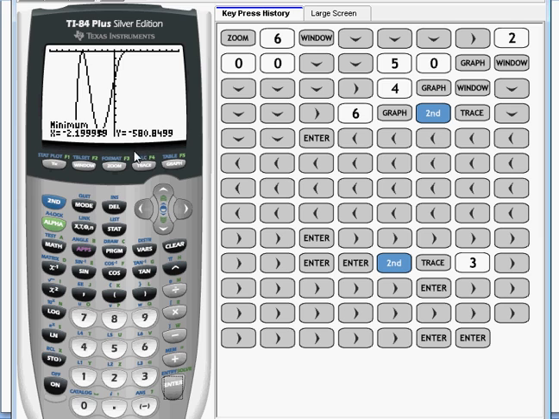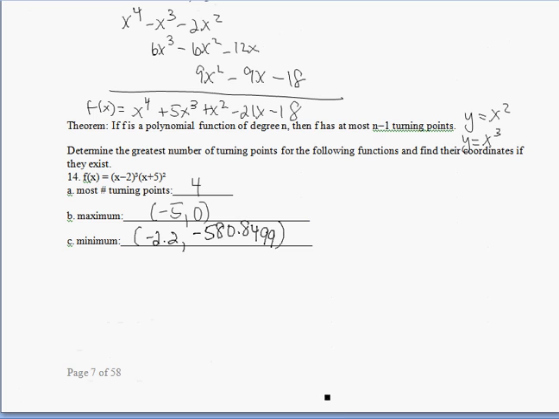580.8499. So let's go back to the page here. It looks like this is just trying to say negative 2.2, and this is negative 580.84999. So I'm just going to write that in right now. So there's my minimum right there. Let's scroll down to the next problem here.